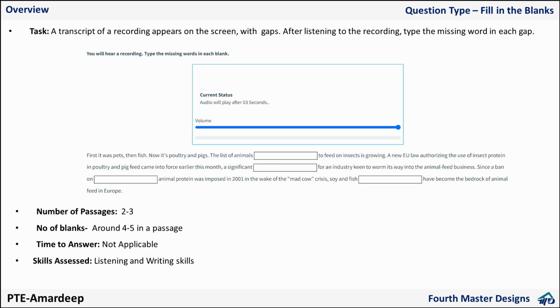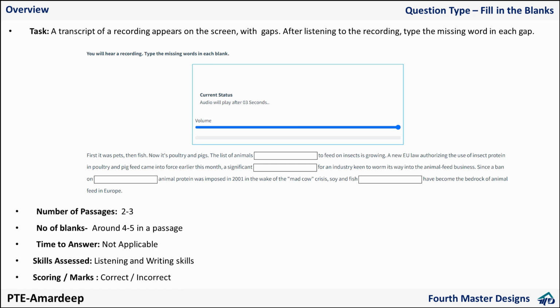Then this question contributes to your listening and writing skills. If this question is of 30 marks, something like 16 will be contributed to your listening and 14 to your writing module. And if this question is of 25 marks, it will be like 16 and 9, something in that range. Okay guys, then scoring: if your blank is correct, you will get 1 mark. If it is not correct, you will get 0. Okay, there is nothing like partial credits here. Very simple question type.